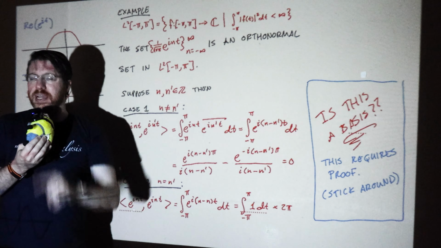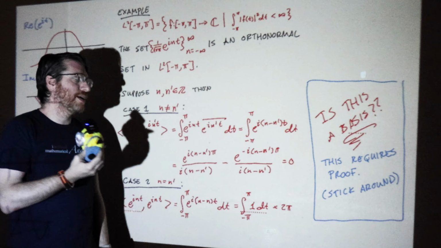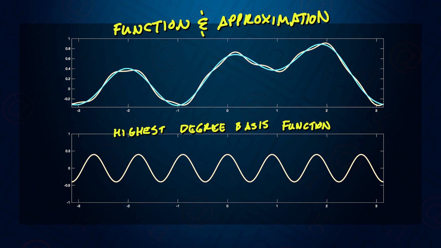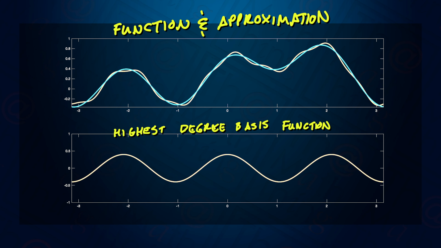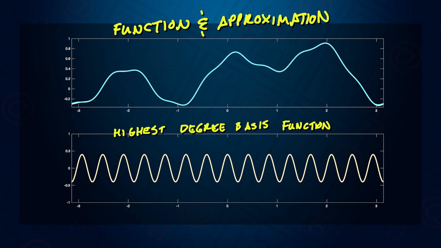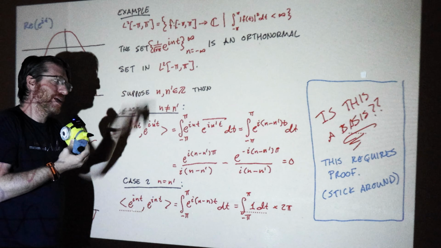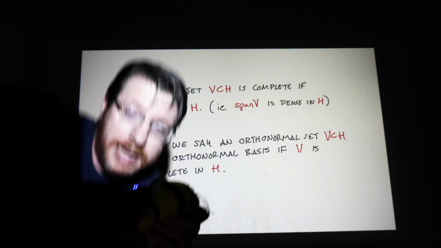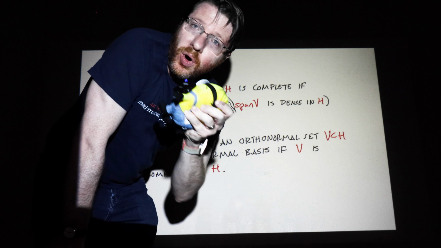Whether it is a basis is actually the big question, and that's what I'm going to be showing you at the end of the video through all those proofs. So is this a basis? We know we can at least write everything as an expansion in terms of this orthonormal set, but we need to show that this is actually a basis, that this is a complete set inside of our L2 of negative pi to pi. So stick around, we'll go ahead and show that. But before that, basically an orthonormal basis is going to be an orthonormal set that is also complete.